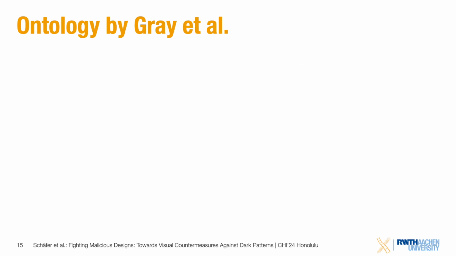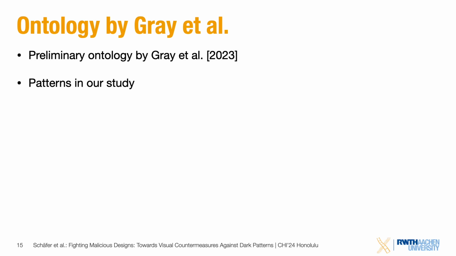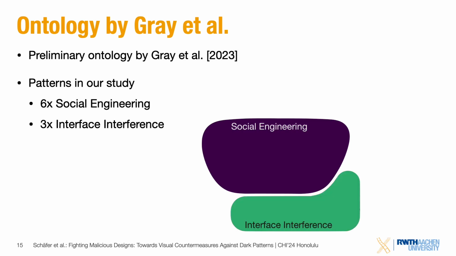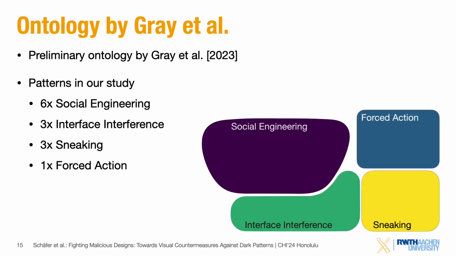Now that we talked about our six clusters of dark patterns, let's put them into context with related work. At CHI '23, Gray et al. presented their preliminary ontology of dark patterns, where they grouped existing patterns into several categories. If we place the 13 dark patterns from our study in the groups by Gray et al., we get six times social engineering, three times interface interference, three times sneaking, and one time forced action.